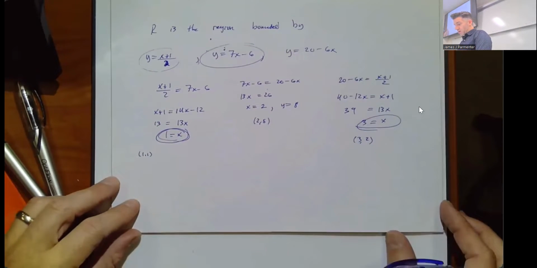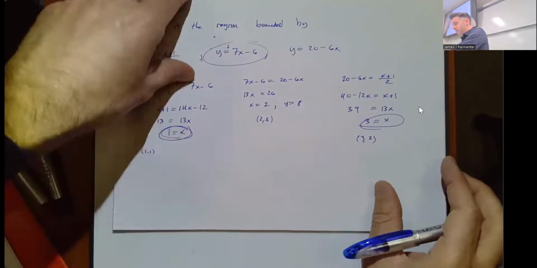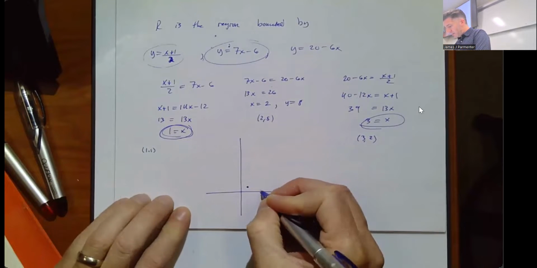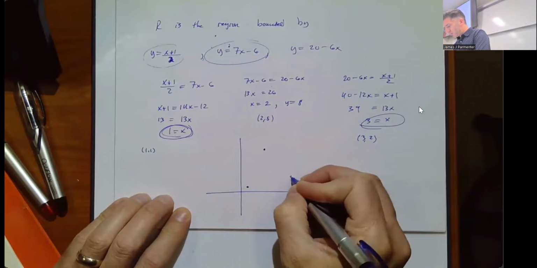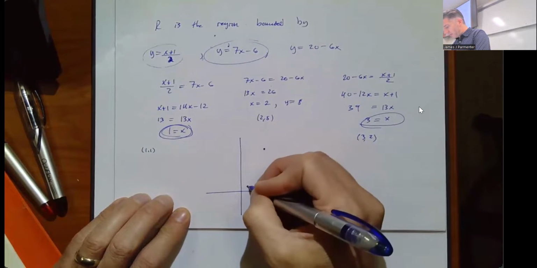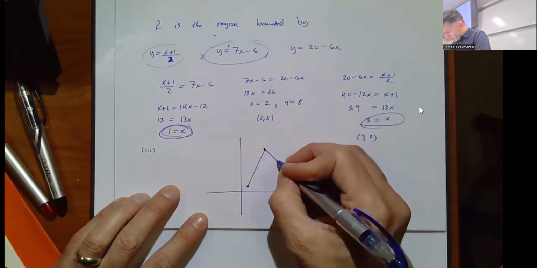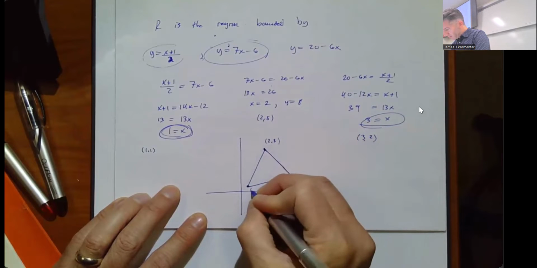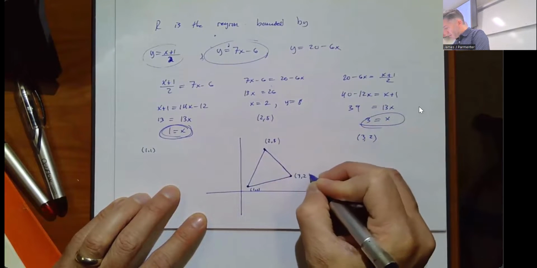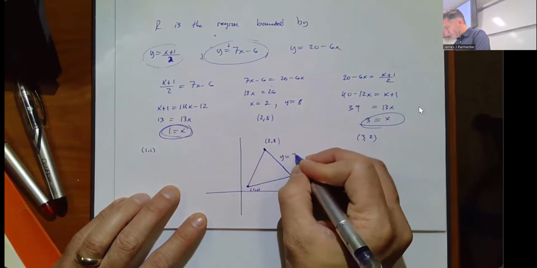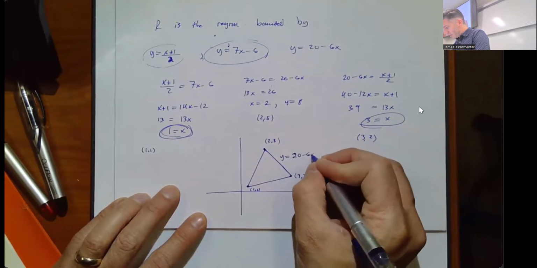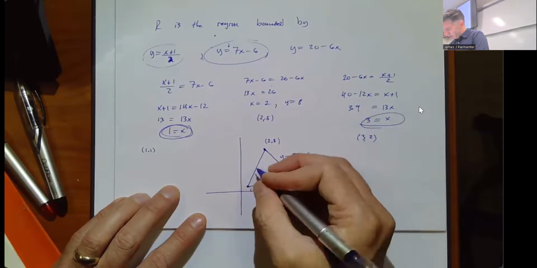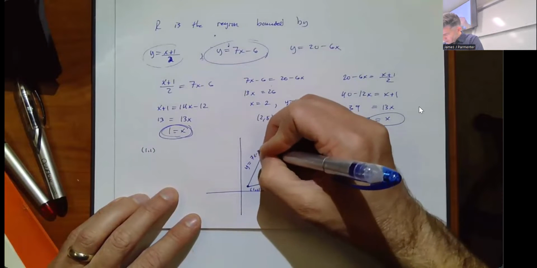Yeah. So now we can graph this thing. So we know we've got the points 1, 1, 2, 8, and 3, 2. Which we could graph the entire lines, but we really just need those segments. Now this line here is the line y equals 20 minus 6x. This line right here is the line y equals x plus 1 over 2. And this line here is the line y equals 7x minus 6.